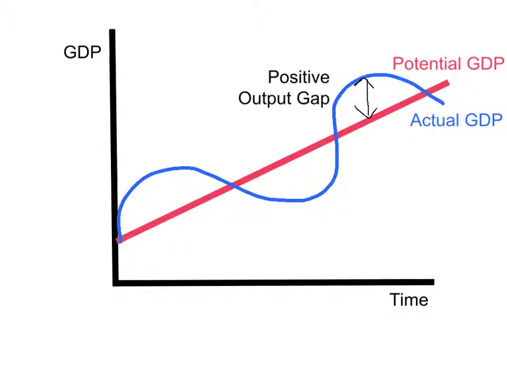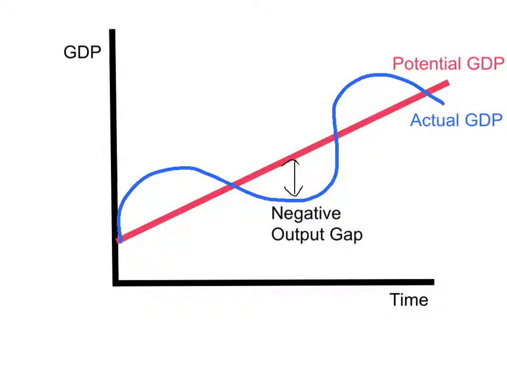Now, if you're in that boom situation, it's described as a positive output gap. And if you're in a recession, it's described as a negative output gap.